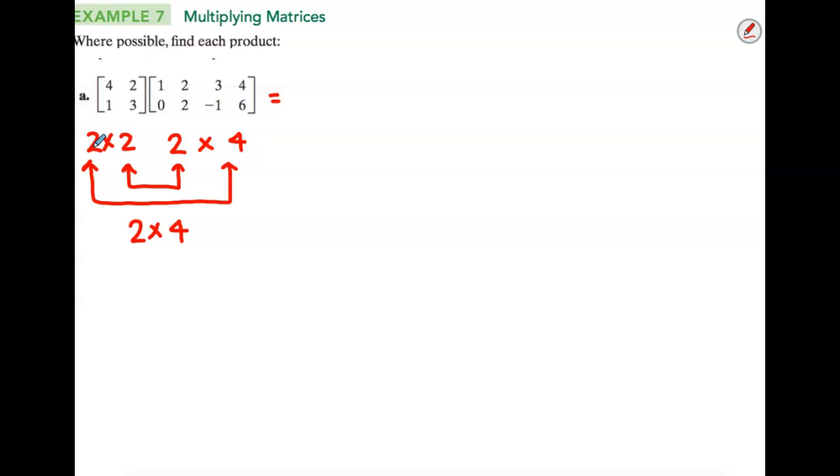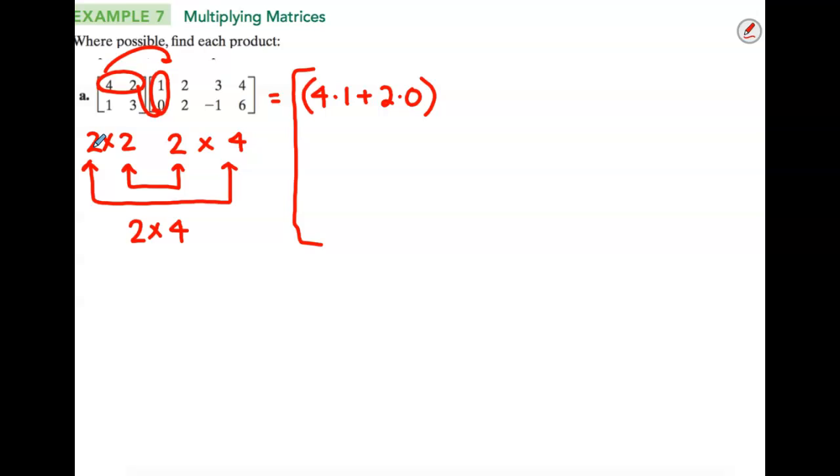So you're going to multiply row 1 and column 1. So 4 times 1 plus 2 times 0. So that's your first element. You can erase that. Now you're going to multiply row 1, column 2. So 4 times 2 plus 2 times 2.